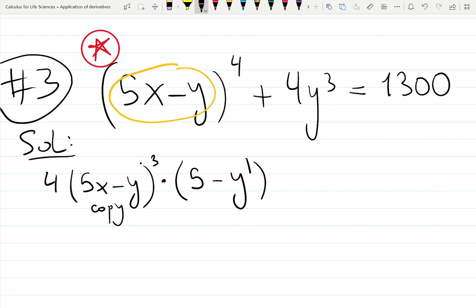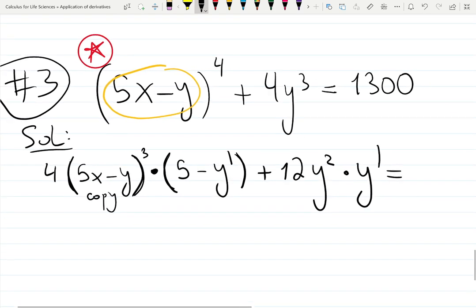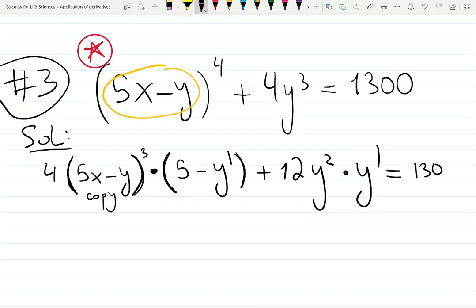Just make sure you first finish power rule, then times, then derivative of the function inside. What is derivative of 4y cubed? 12y squared, y prime. And don't forget, every time you have to deal with a derivative that involves y, y prime pops out. And all that equals 0, right? So, is it correct?